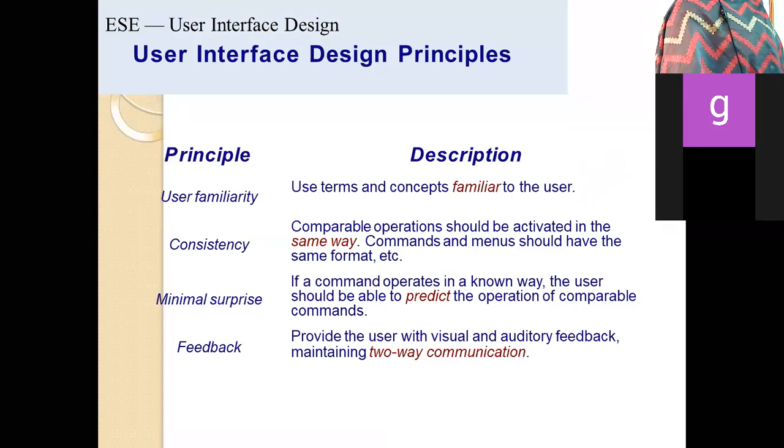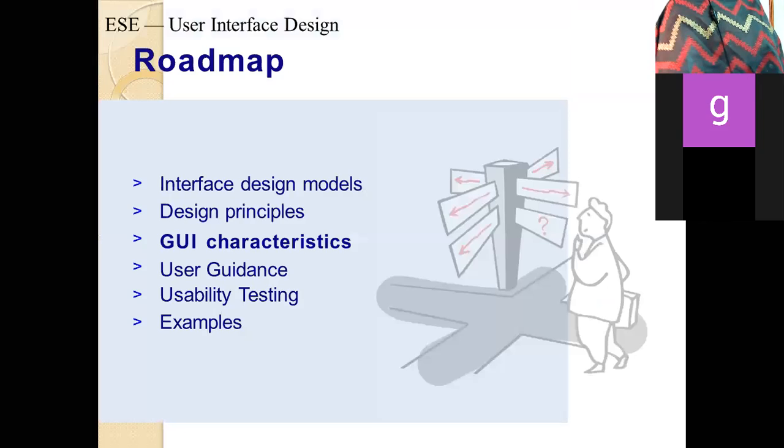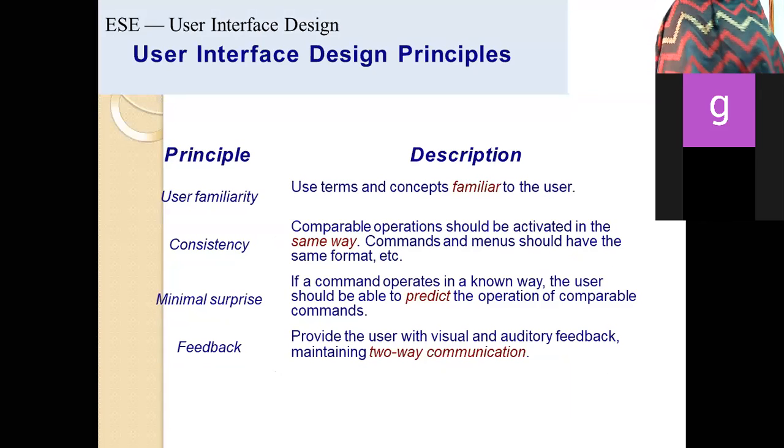Design principles. While designing any user interface, what should the design principles be? They include user familiarity, consistency, minimal surprise, feedback, memory load, efficiency, recoverability, and user guidance. So the first principle while designing any user interface is user familiarity. Use terms and concepts familiar to the user.